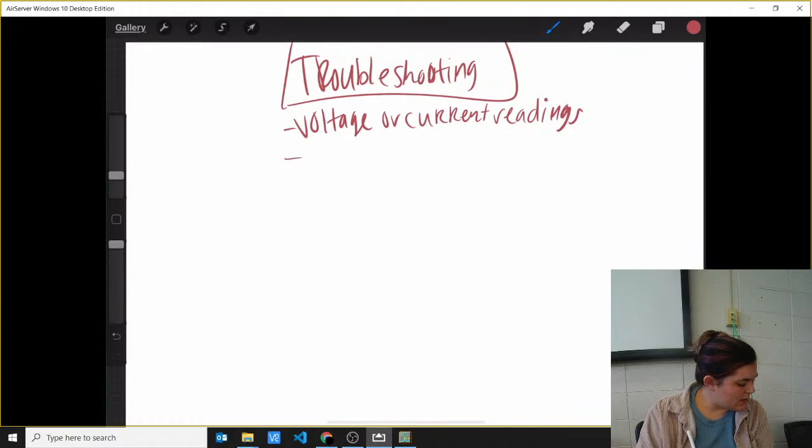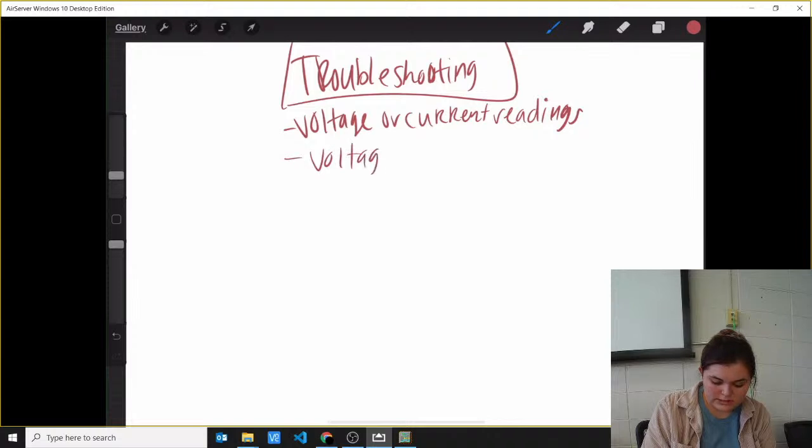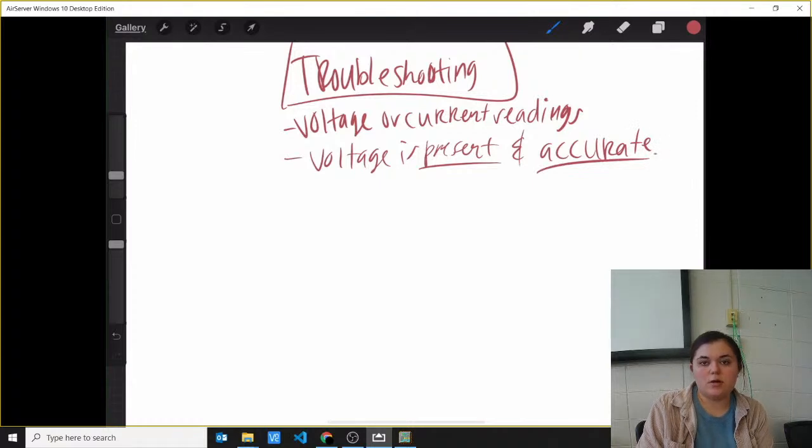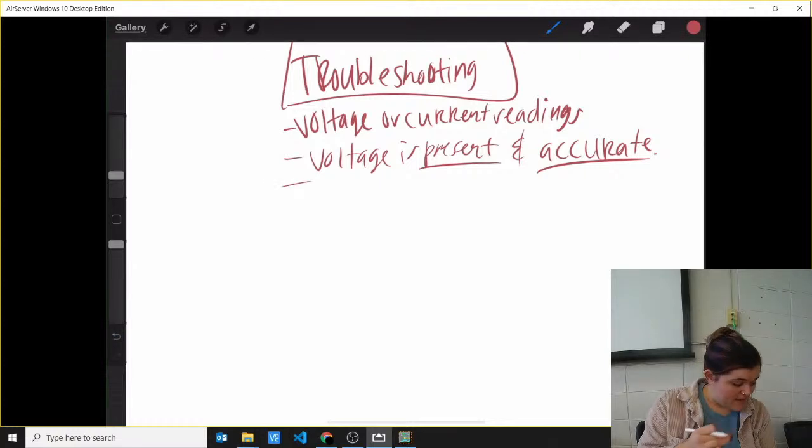So voltage measurements are taken to establish that the voltage is present and at the correct level. Voltage is present and accurate. If that's true, then you can mark that off your list and say, okay, we've got voltage and it's measuring what it should be. I can move on to the next thing.